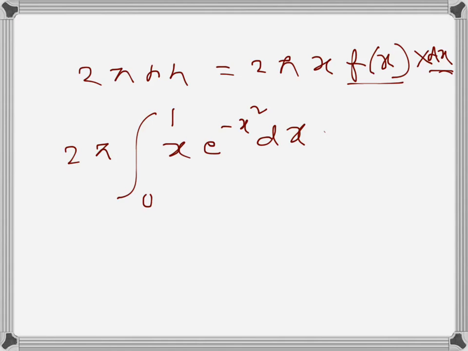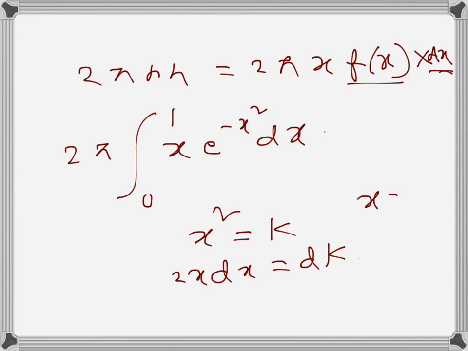Now we can do this integration by doing a substitution. So we can write x square is equal to k, which will give us 2x dx is equal to dk. So the new variable is now k. When x is equal to 1, k is 1. When x is 0, k is 0. That's pretty much the same.